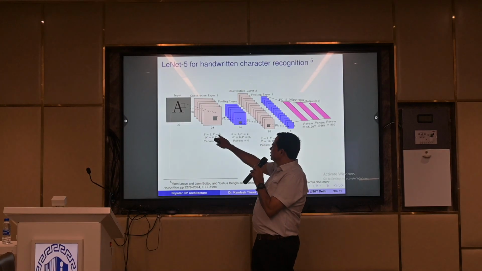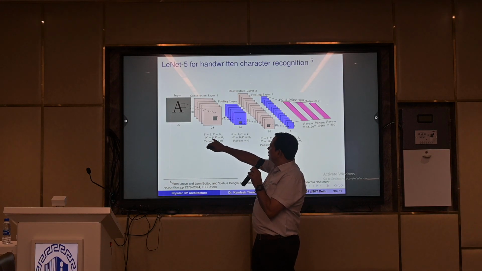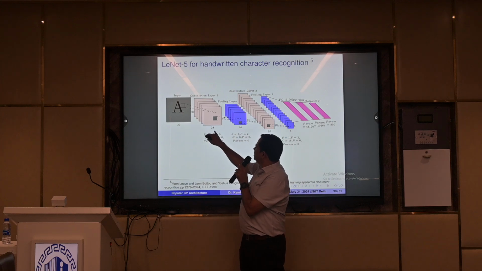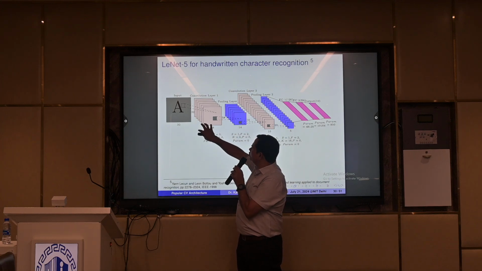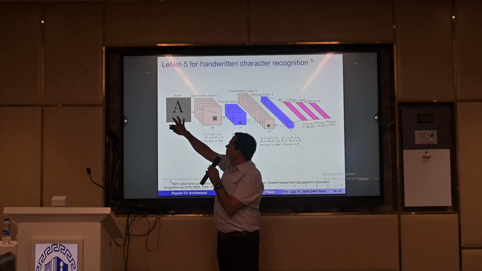Filters have this. In my filters here you can see that K is equal to kernel size. Kernel size is how many kernels? 6 kernels are applied. Filter size is 5 cross 5, so 25 values are there. Those values are going to be applied at different places.